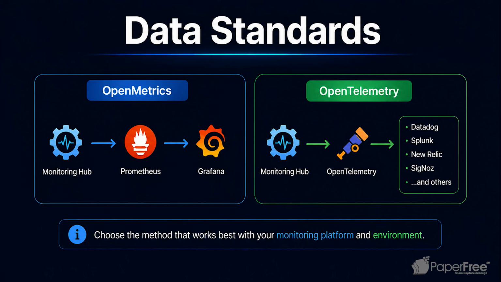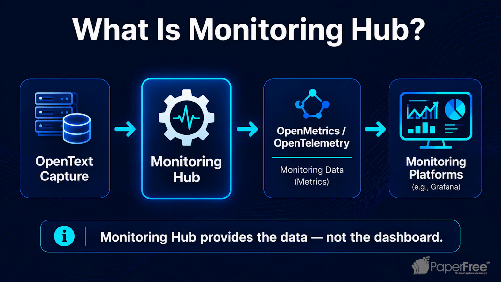Monitoring Hub can make the data available in two main formats, that is OpenMetrics and OpenTelemetry. For example, Prometheus can collect the OpenMetrics data, which can then be visualized using something like Grafana. OpenTelemetry provides another way of sending the monitoring data to supported platforms such as Datadog, Splunk, New Relic, Signoz, and others. So the easiest way to think about Monitoring Hub is it's a layer that gets data and information out of Capture into the monitoring systems your organization wants to use.